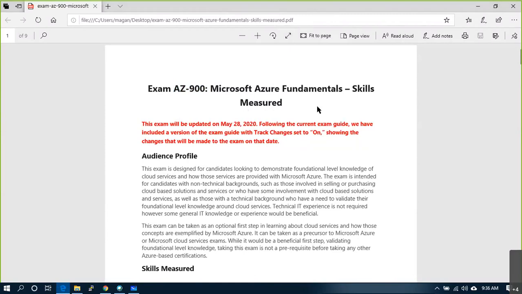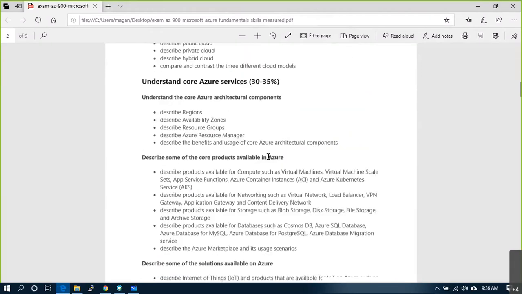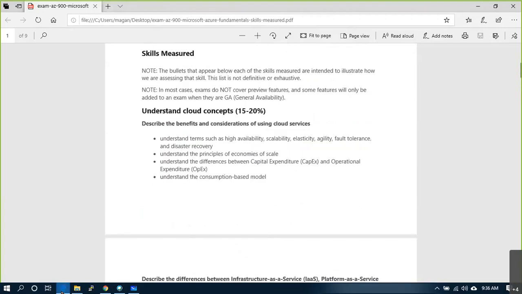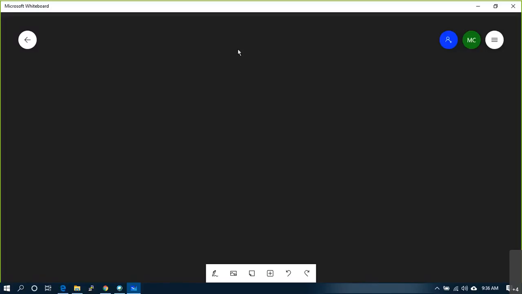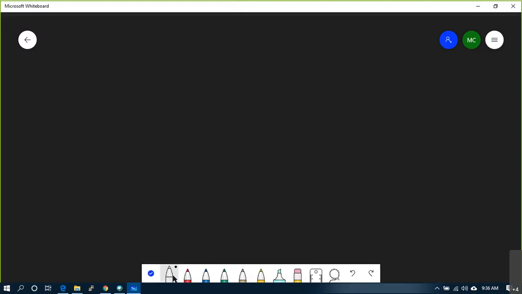So some of the basic terminologies that they have mentioned in the 900, we'll try to understand at a high level. And then we'll start off with the Azure basics. Before we do that, let's try to understand, with respect to the customer you're supporting and the geography you're supporting from.